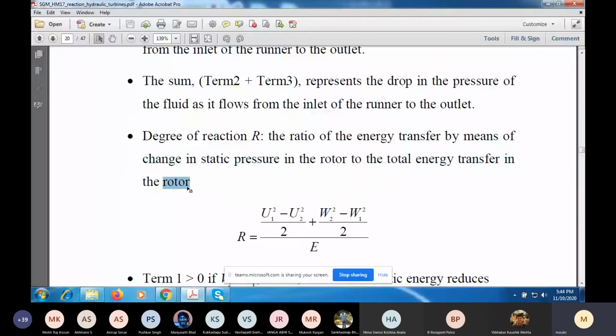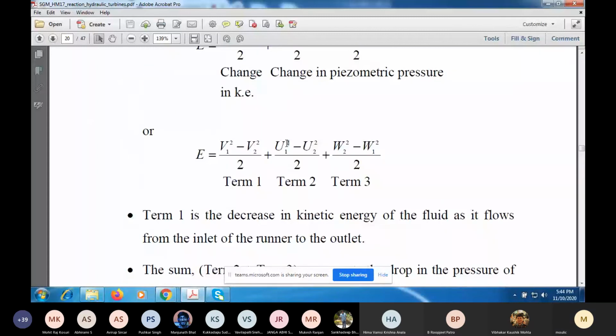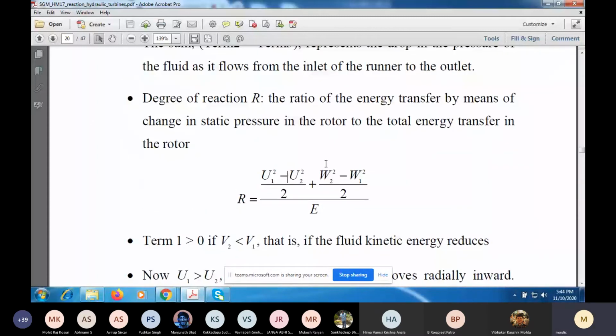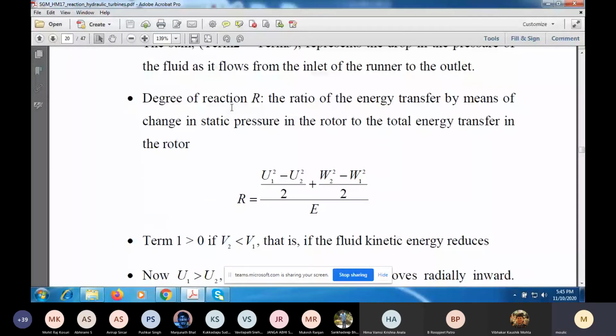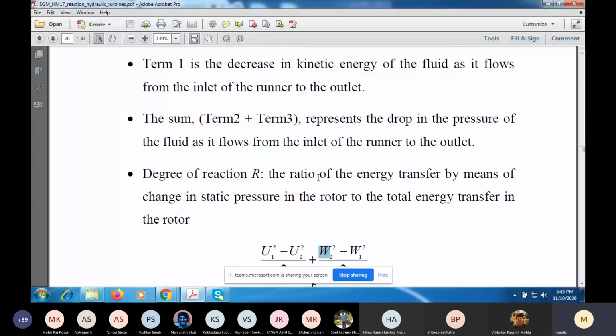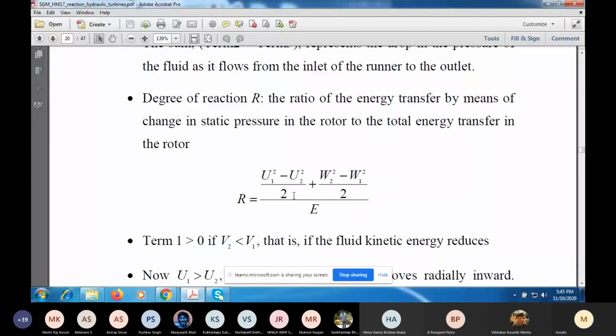Now the change in gravitational potential energy can be neglected. So the last two terms actually represent the change in the pressure. That is the amount by which the contribution to E from the change in pressure. And to the numerator here, if I add this quantity, the change in the absolute kinetic energy, then you get E over here. So that is the degree of reaction.